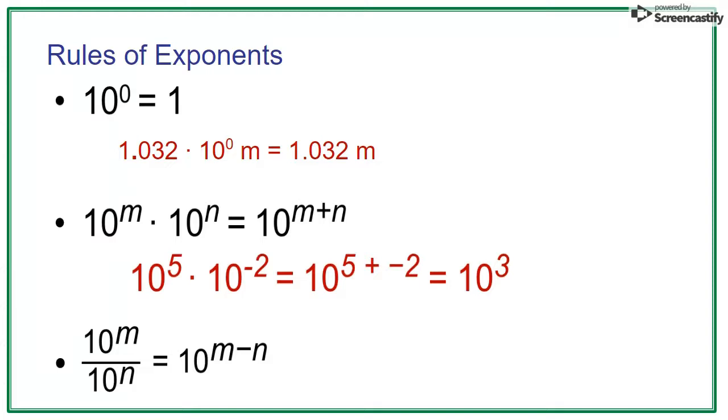Similarly, when powers of 10 are divided, the exponent of the denominator is subtracted from the exponent of the numerator. In this example of 10 to the 6th divided by 10 to the negative 1st, the exponent 6 minus the exponent negative 1 results in an answer of 10 to the 7th.